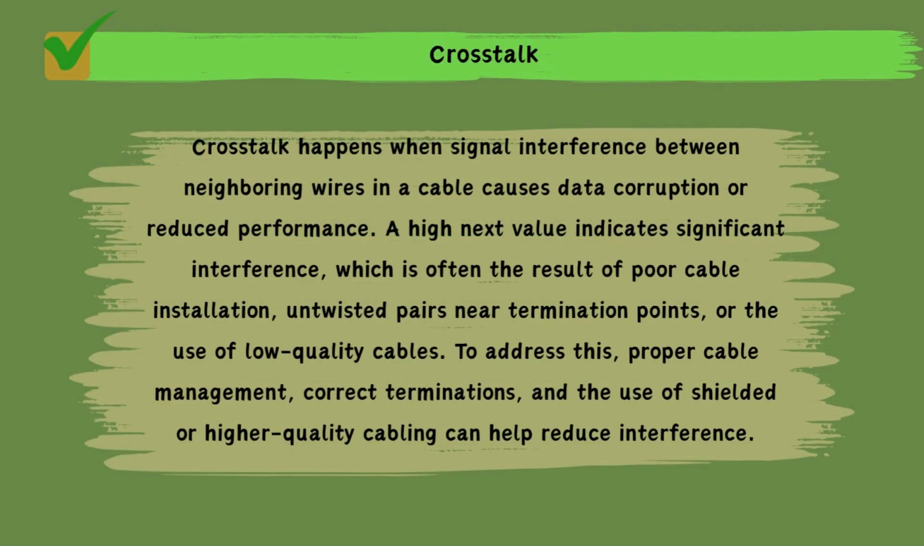Crosstalk happens when signal interference between neighboring wires in a cable causes data corruption or reduced performance. A high NEXT value indicates significant interference, which is often the result of poor cable installation, untwisted pairs near termination points, or the use of low-quality cables. To address this, proper cable management, correct terminations, and the use of shielded or higher-quality cabling can help reduce interference.